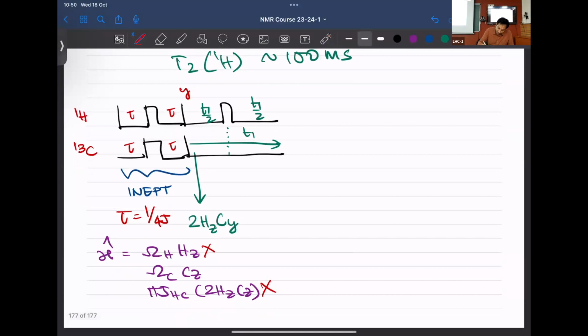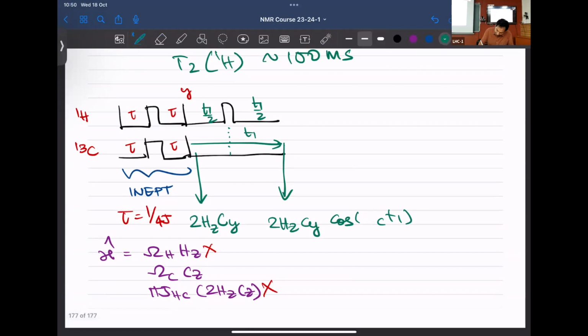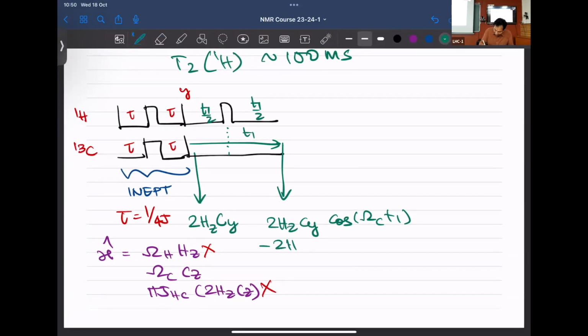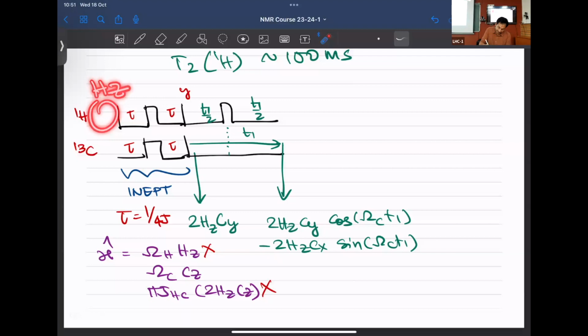So what's going to end up happening at this point of time? You will have something like Hz Cy cos omega C T1 minus 2 Hz Cx sin omega C T1. Right? Then the next series of steps are going to be very easy. Similar to how you converted Hz to HzCy, you want to convert back HzCy to Hx or Hy. Okay? How would we do it? First of all, we need to apply a 90-degree pulse.